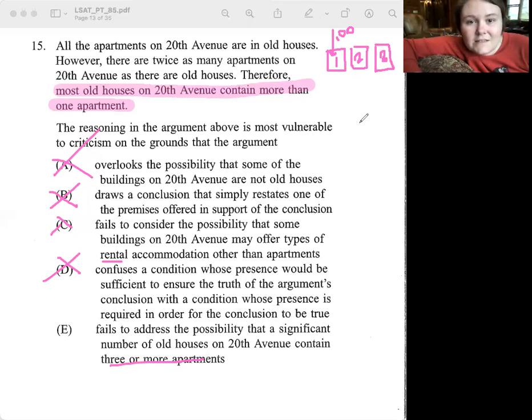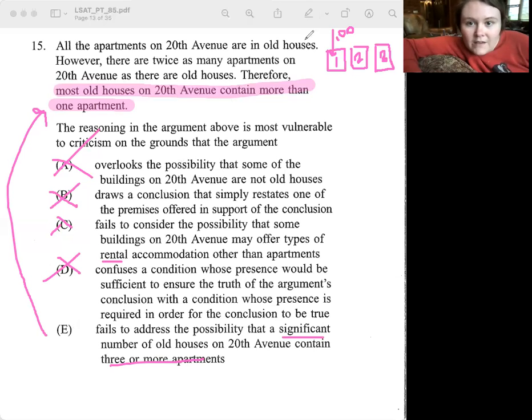I think I didn't. What were you going to say? I just didn't like it because it says contain more than one apartment, so I was like, okay, that's already stated. But it says that a significant number of old houses could contain 3 or more. And so this would weaken, or it's saying why this is vulnerable, right? This one would be a weakener: if E was true, would it weaken our conclusion?